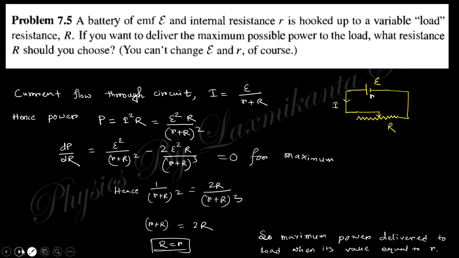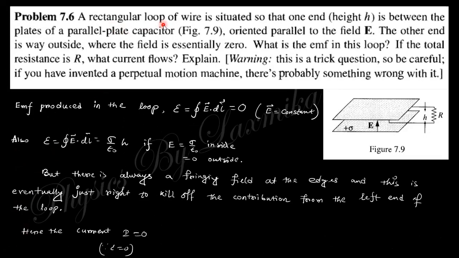Go to the next one. A rectangular loop of wire is situated so that one end is between the parallel plates of a capacitor. This is the figure. This is the circuit. Okay, what will be the EMF of the circuit? If the total resistance is R, what will be the current flow?